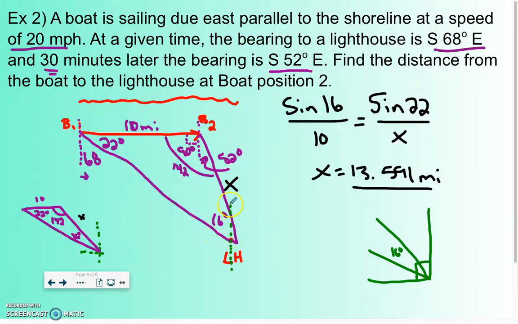But the key thing is that because these lines are parallel, if this is 22 degrees, then this bottom angle has to be 22 degrees as well because of alternating interior angles. So 22 degrees, 22 degrees.